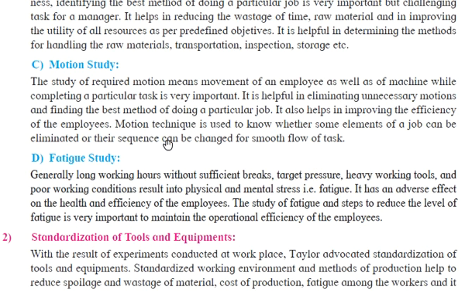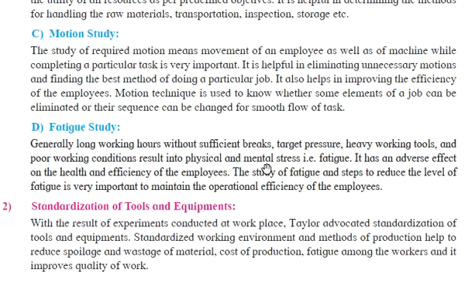And motion study says that the study of required motion means movement of an employee as well as a machine while completing a particular task is very important. It is helpful in eliminating unnecessary motions and finding the best method of doing a particular job. So this is motion study.